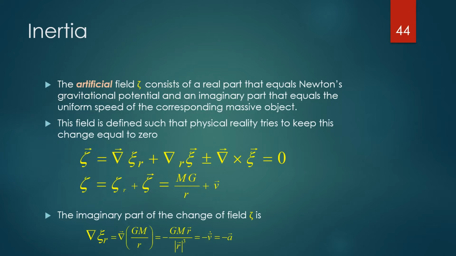We introduce an artificial field that represents the capability of physical reality to compensate the change of part of a field by the change of another part of the field. The artificial field consists of a real part that equals Newton's gravitational potential and an imaginary part that equals the uniform speed of the corresponding massive object. This field is defined such that physical reality tries to keep this change equal to zero. In this consideration the curl of the field is ignored.